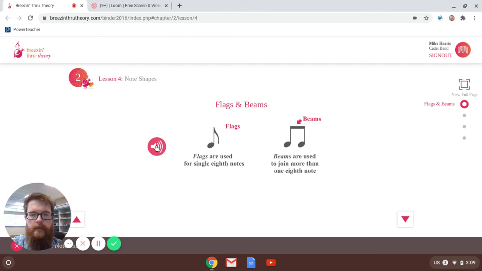Flags are used for single eighth notes. Beams join eighth notes together when there are more than one. Notice where the flags and the beams are on the notes. The note head is down at the bottom. Depending on the line or space where the note head is tells you the pitch. The flag and the beam simply tell you, do you have one eighth note by itself or a pair of eighth notes?